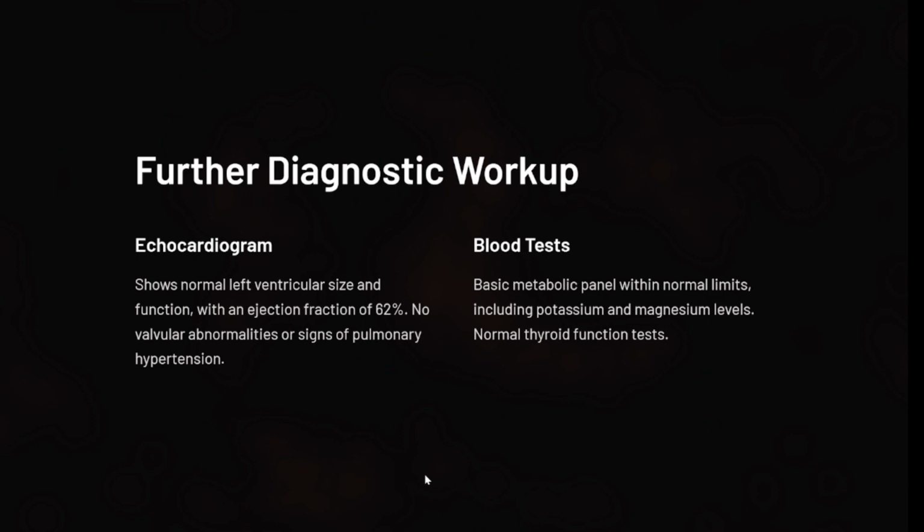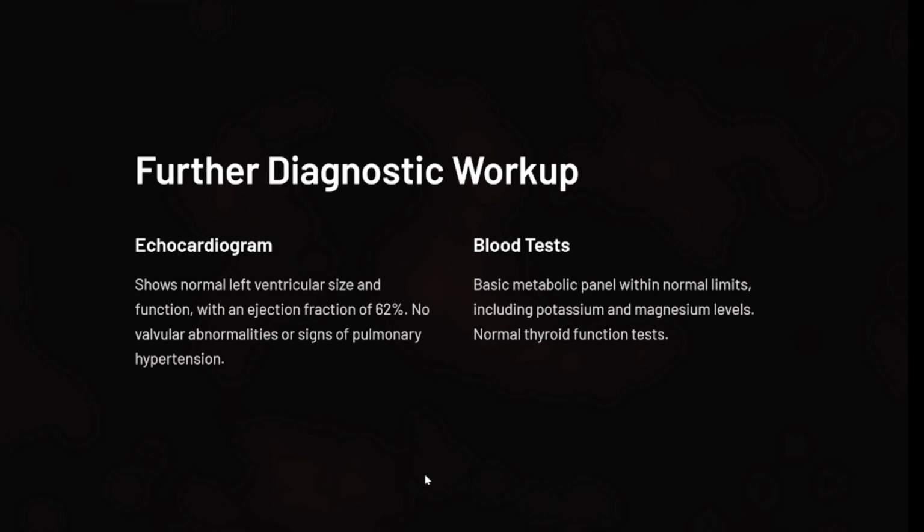Initial investigations: ECG reveals normal sinus rhythm with frequent monomorphic PVCs, no significant ST or T wave changes noted. Further diagnostic workup: 24-hour Holter monitor confirms the presence of frequent monomorphic PVCs, accounting for 6% of total heartbeats, with a couple of couplets but no runs of ventricular tachycardia.